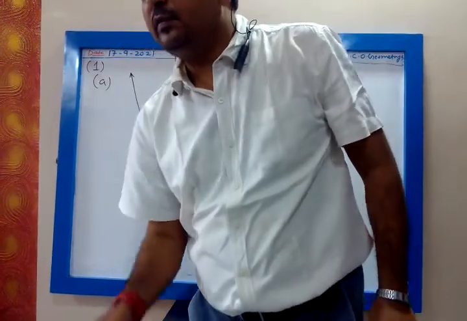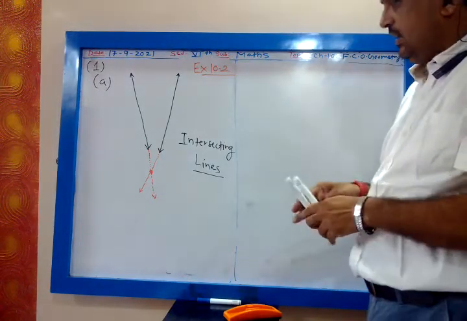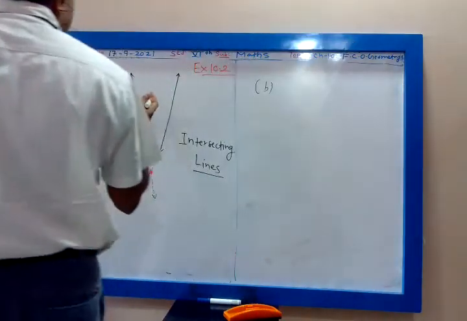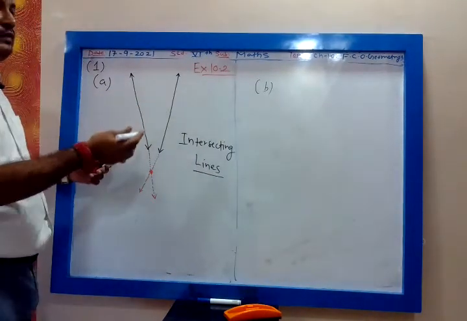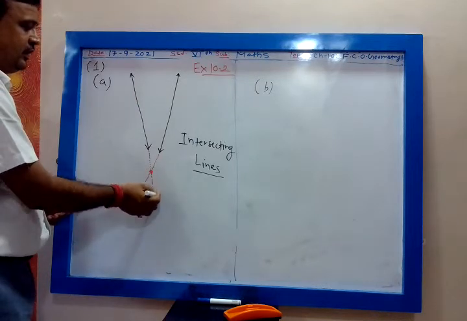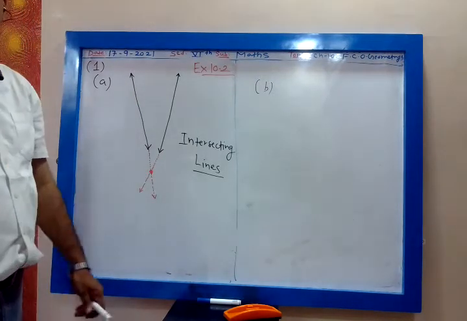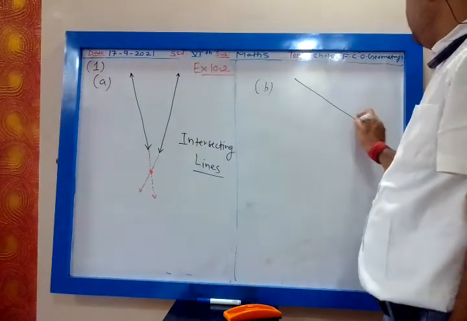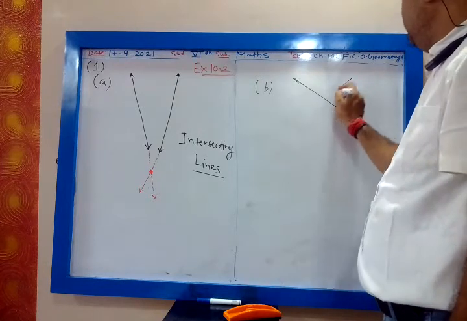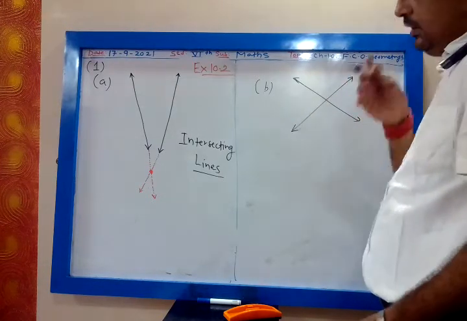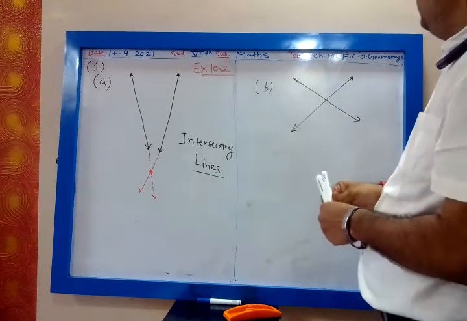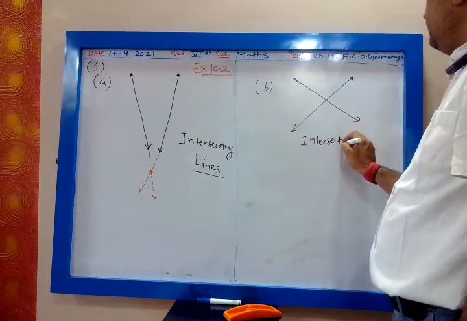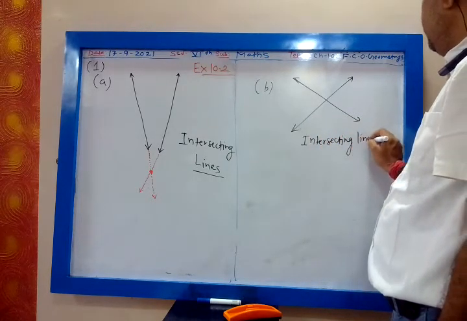Let me explain in this question only. A is intersecting. So by seeing the diagram, don't say they are parallel. You extend the line. When you extend the line, they are intersecting. They are cutting each other. Second is B. This line and this line. Yes, clearly you can see what type of line they are. Intersecting lines. Very good.